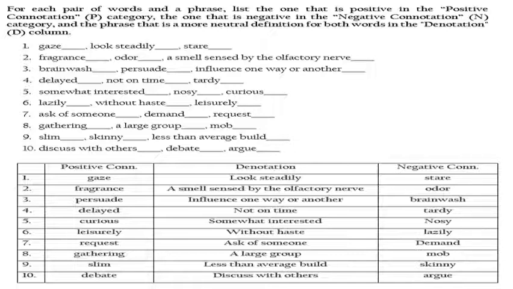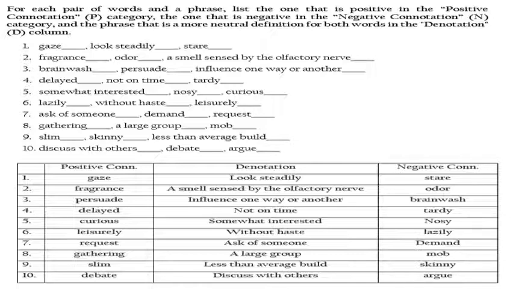Look steadily, it's denotation. Stare: when you stare at something, you suspect it, you do not like it. Fragrance, odor, a smell sensed by the olfactory nerves. It's very obvious. You can figure out the denotation directly. So a smell sensed by the olfactory nerve is denotation. Fragrance, when there is a very beautiful smell. Odor, sometimes it's bad. So a fragrance is positive, odor is negative.